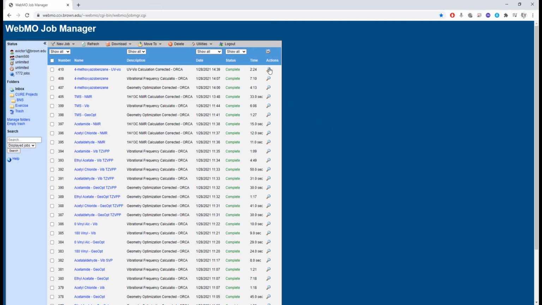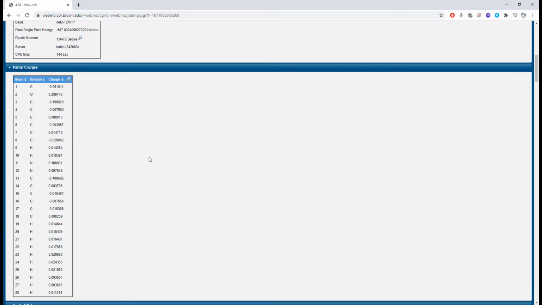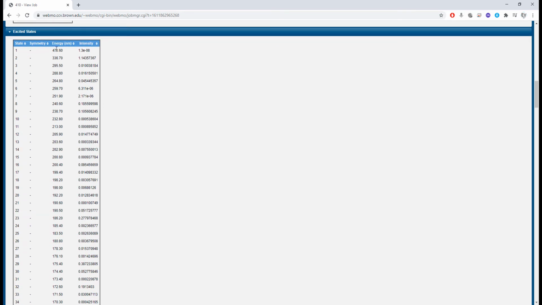Now that the calculation's finished, we can look at it. And if we scroll down, what we'll have here is the excited state section. This is where essentially all the data on your UV vis is going to be shown. So we can see right here the energy in nanometers, right? This is where the peaks are going to be located.